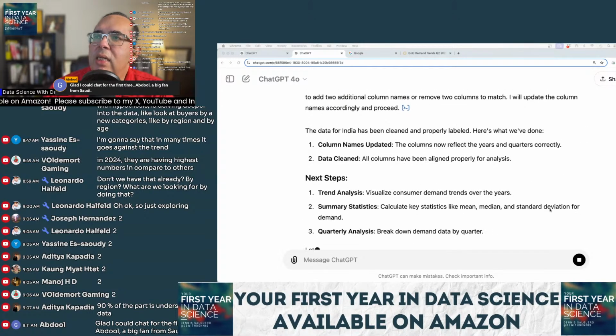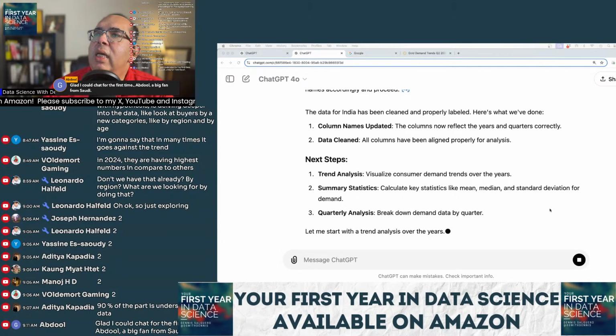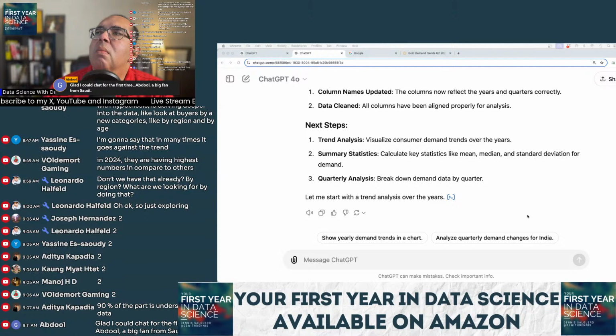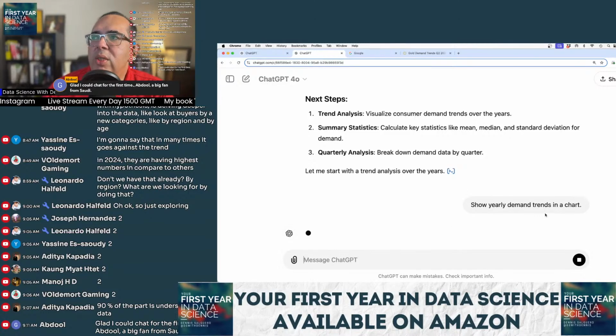Okay, it's telling us that it's done. Again, let me start with a trend analysis over the years. Show yearly demands, trends, and charts. Analyze quarterly demand changes for India. Let's ask for a chart. Let's ask for a visualization.